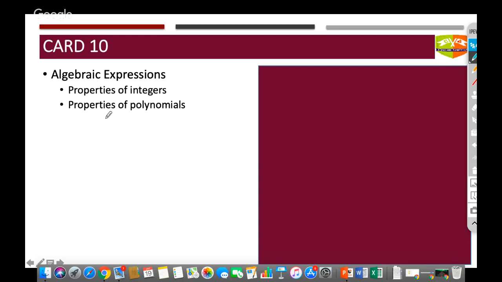So let me start with discussing properties of integers first, this topic. The first property of integers is pretty simple, and I'm writing all the properties here. First property is sum of any number of integers.